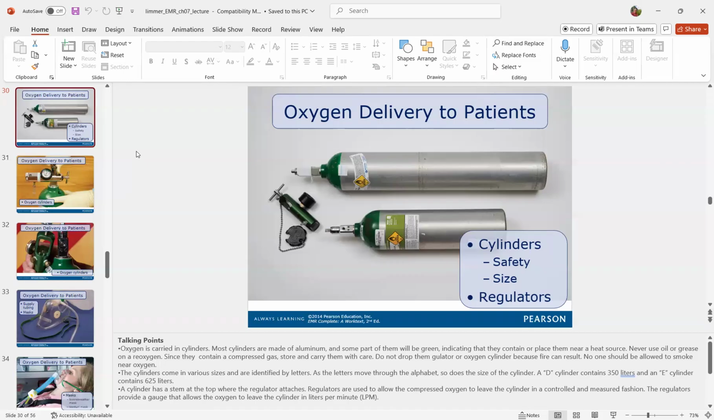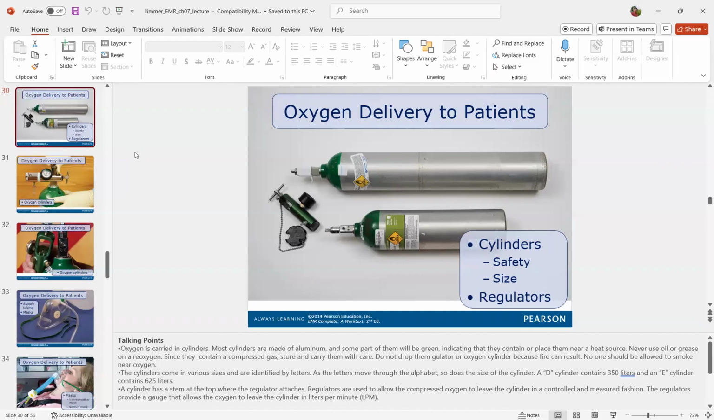The cylinders come in various sizes and are identified by letters. As the letter moves through the alphabet, so does the size of the cylinder. A D cylinder contains 350 liters, so that would be the smaller one on the bottom of the screen. And an E cylinder contains 625 liters. That would be the top one. It's just longer. They get bigger and longer. They have a bunch of different sizes.